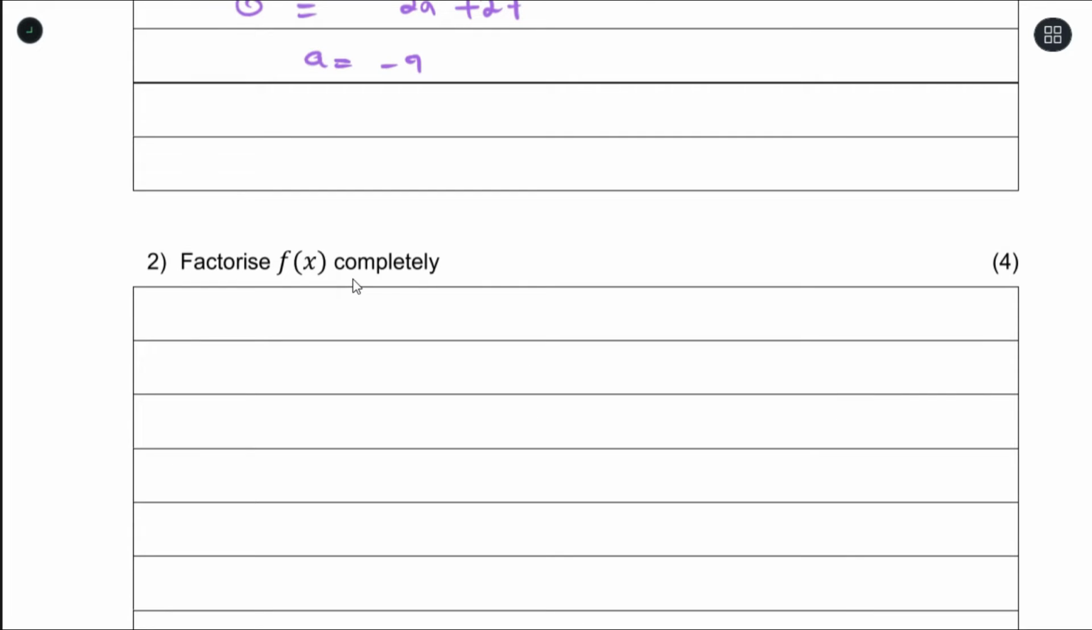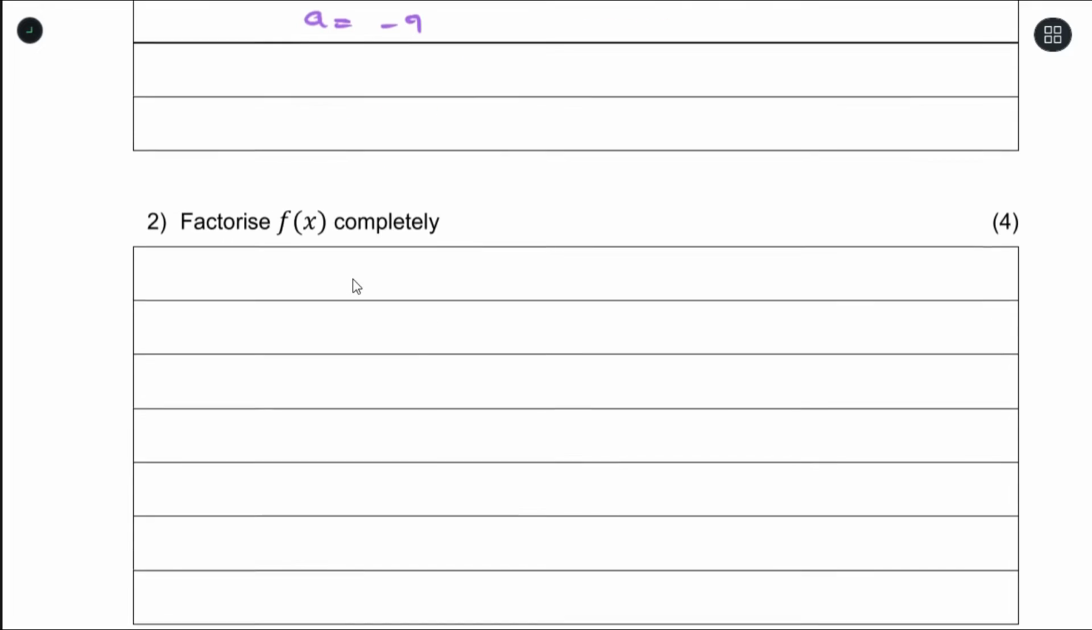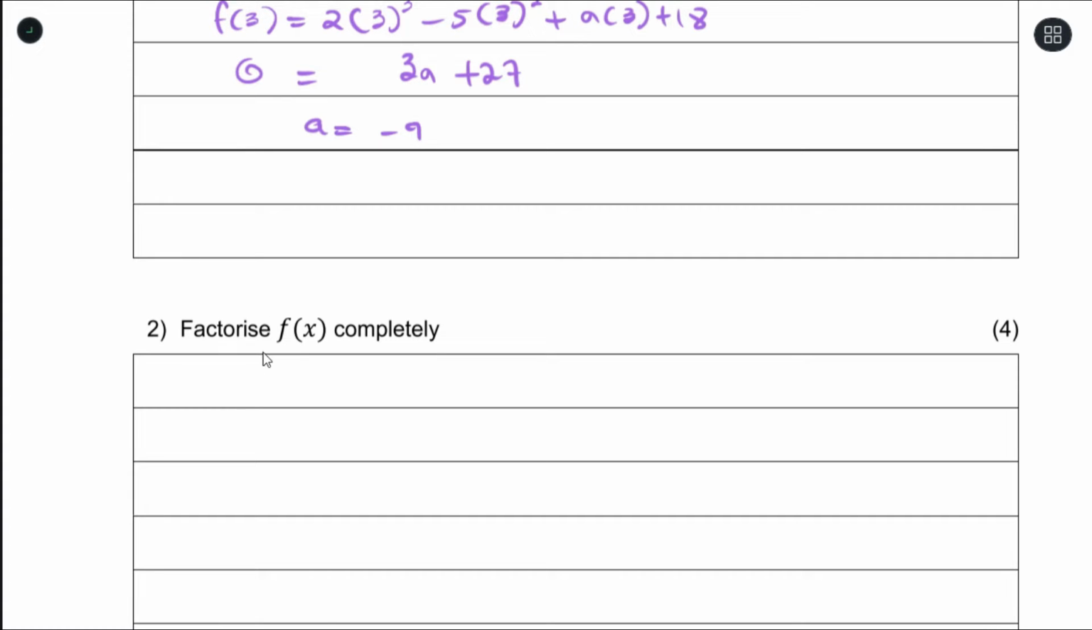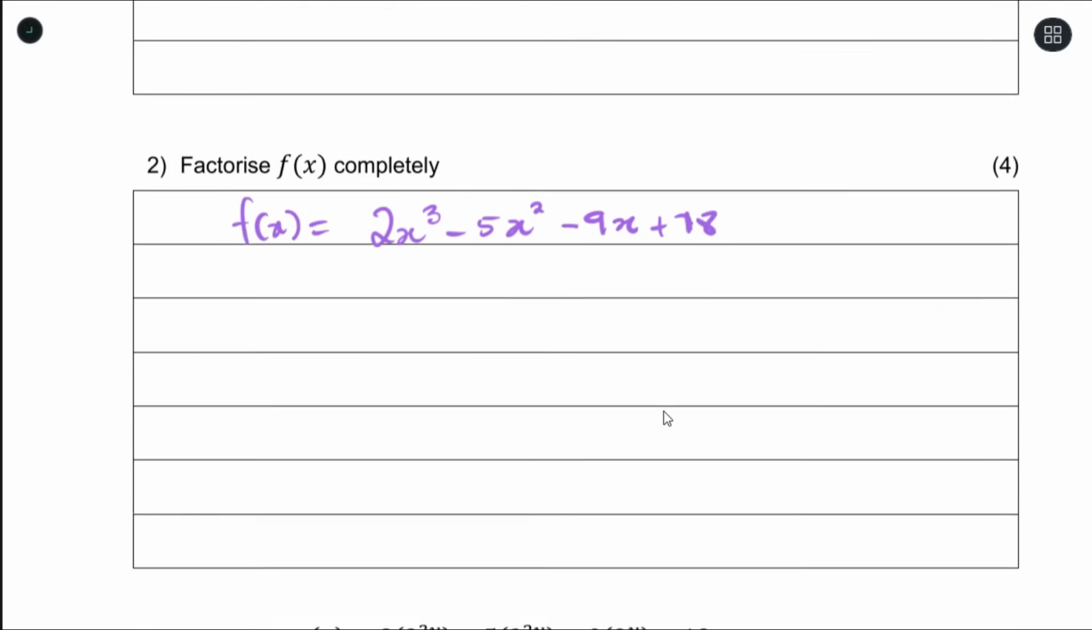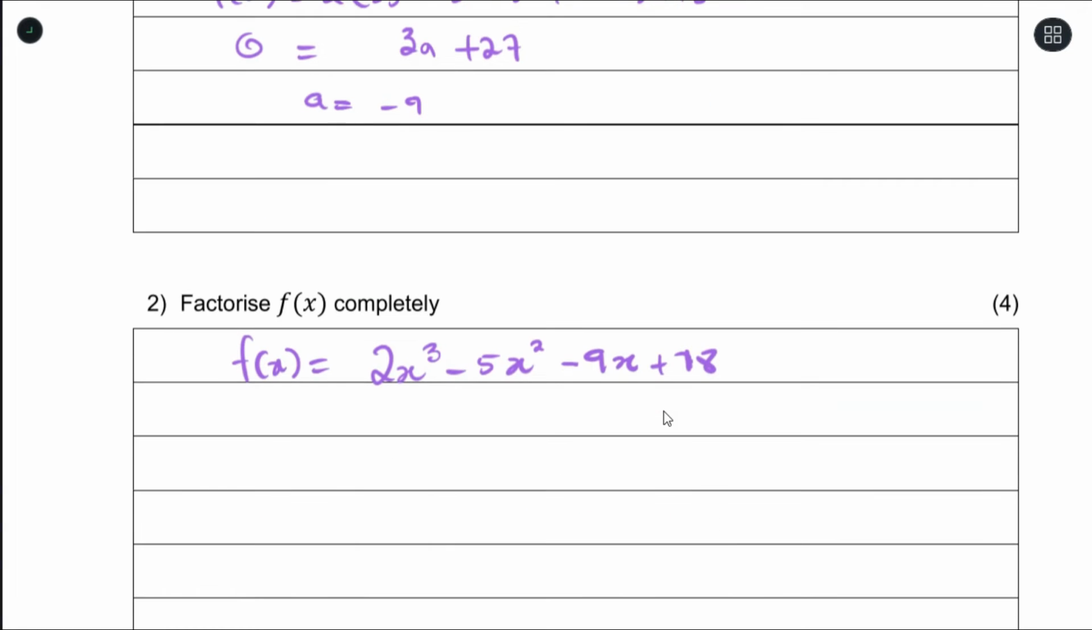Now in part 2, it tells us to factorize completely. Now our equation is going to look like this: f(x) = 2x³ − 5x², then now we have this −9x + 18. The question was nice enough to tell us one of the factors, so we don't really need to substitute. So we already have x − 3 is definitely a factor.